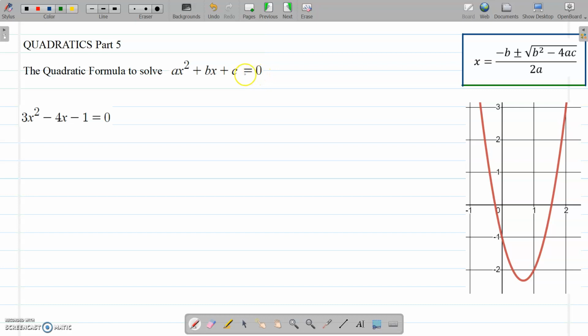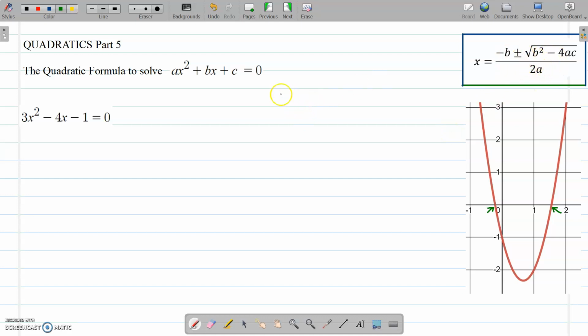So it's going to return two values of x, and they're going to be the two places where the graph crosses the x-axis. So in this example, it's going to be those two places there. This is the graph of y equals 3x squared minus 4x minus 1. You can see it's got two solutions there and there, which is where the graph crosses the x-axis. And that's what we're going to find using the formula.